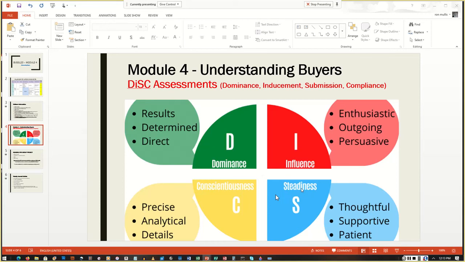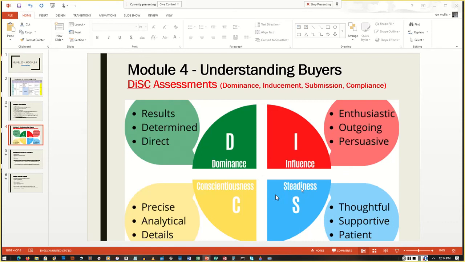Now the dominance quadrant measures a person's directness and decisiveness. It represents someone who's focused on the end result rather than the journey to get to that goal. The influence quadrant measures a person's level of sociability. It deals with the charisma, persuasive ability, and the likelihood that someone will look to make connections with others and attempt to be well liked by the group.